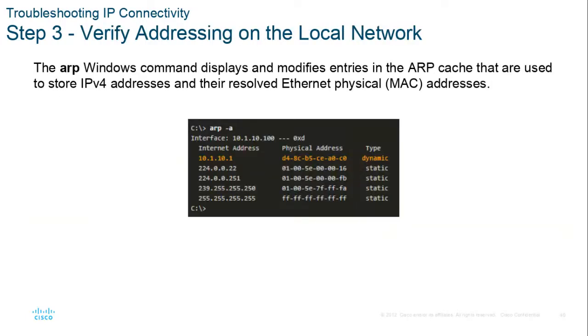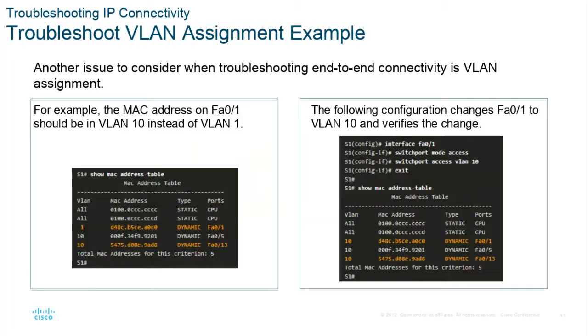Check addressing. Okay, so I can type the ARP command on a Windows workstation and see the matching between the IP addresses I've talked to recently and what their physical MAC addresses are. Is ARP resolving properly? How about, am I in the right VLAN? Okay, so in this case, the MAC address on FastEthernet 0/1 should be in VLAN 10, not VLAN 1. He's a workstation. He shouldn't be in VLAN 1. That's for the management people to use.